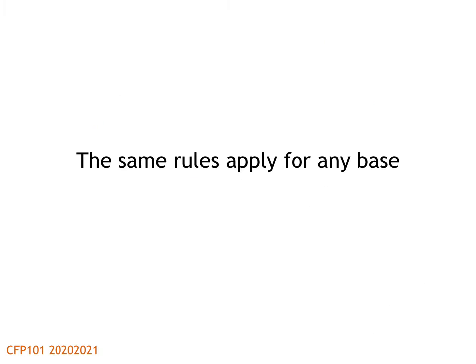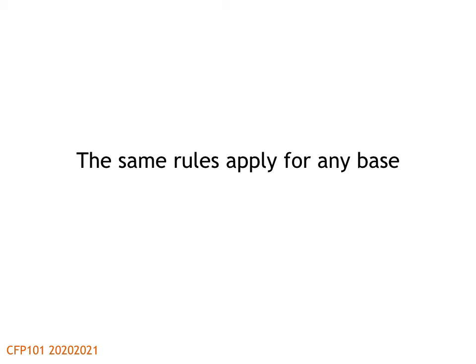Okay. Now, again, the same rules apply for any base. So if you're going to be converting from any base to decimal, all you have to do is multiply each digit, starting from the right, with the base raised to n, again starting from 0 and increasing by 1.